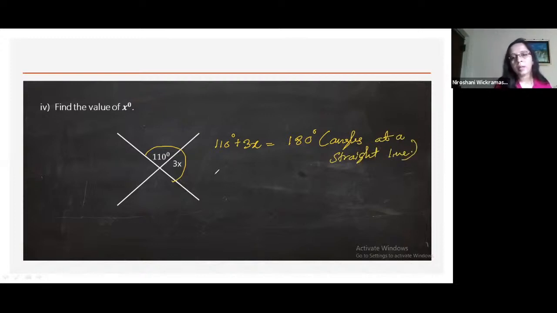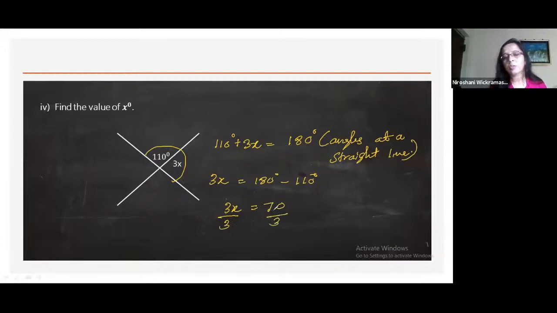Then 3x equals 180 minus 110, 3x equals 70. Divide by 3, this side also divide by 3. x equals, remaining 10, 10 divided by 3 is 1/3. 23 and 1/3 degrees. x is 23 and 1/3.